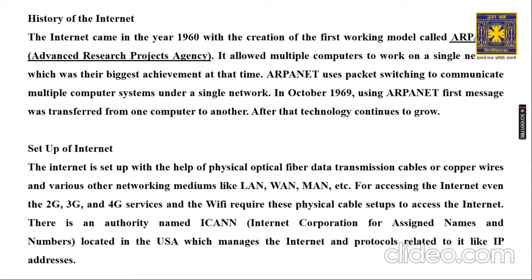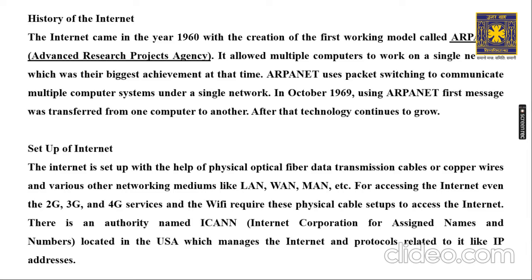The internet is set up with the help of physical optical fiber data transmission cables or copper wires and various other networking mediums. In the previous lectures we had already discussed the mediums. You might have wired medium, you might have wireless medium. Different types of medium, and you have different types of networks like LAN. LAN means a small network. WAN means a big network like the internet that is spread all over the world.